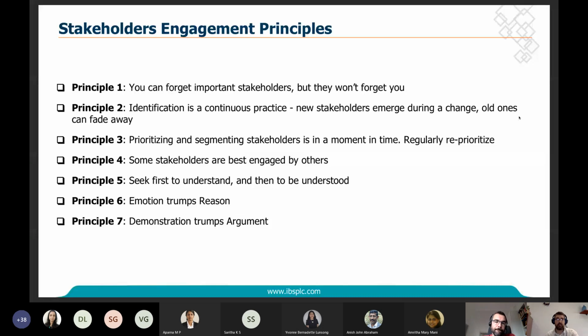And then finally, demonstrating something trumps the argument. We may have the best arguments in the world, but if we don't demonstrate it, we may not get people to respond to the change the way we want them to. So try and focus more on the demonstration rather than arguing.